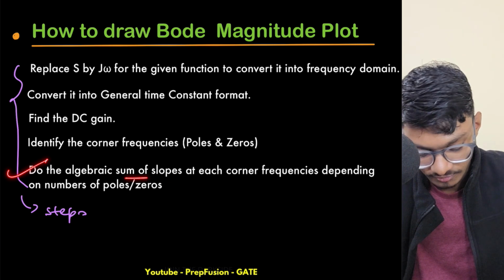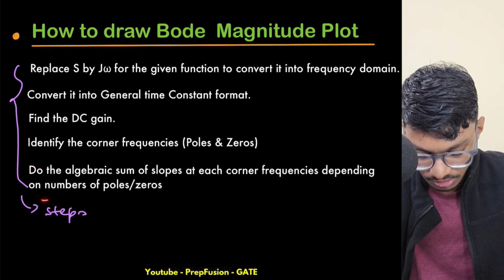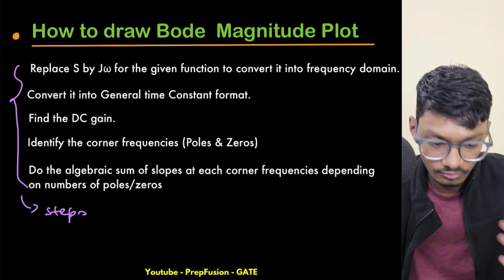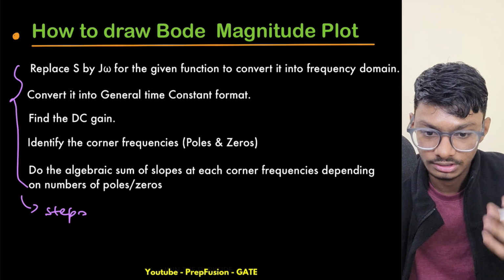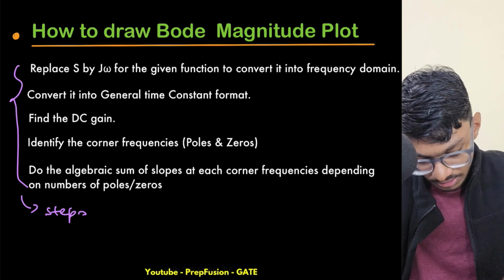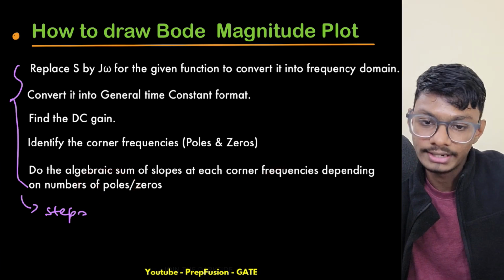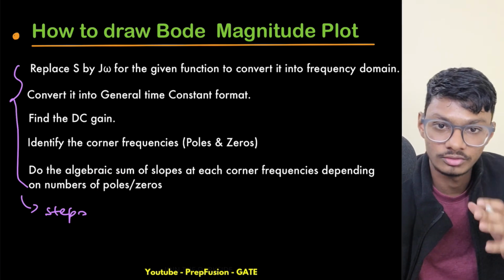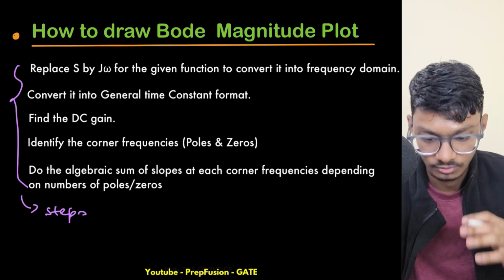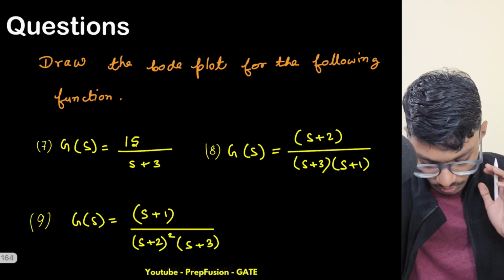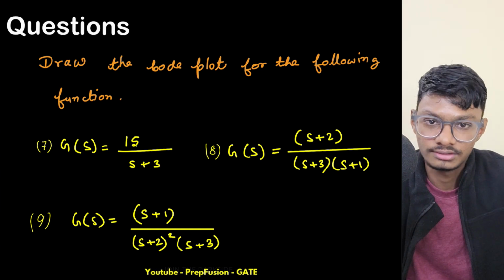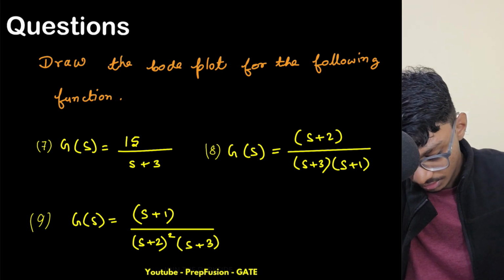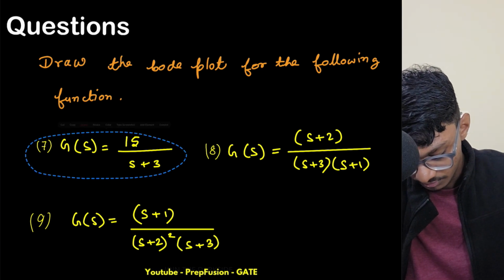Then do the algebraic sum of slopes at each corner frequency depending upon the number of poles and zeros. That we have already done, the table that I am talking about. Here we'll try to solve it much more quickly so that you will understand. Depending on the corner frequency, we will add the slopes. Those will be very simple. That's why Bode plots are very simple, because you can plot the frequency response in just a matter of seconds. Let's do a few examples and from there we'll understand further. Let's do the first one. We're going to draw the Bode plot for this one.